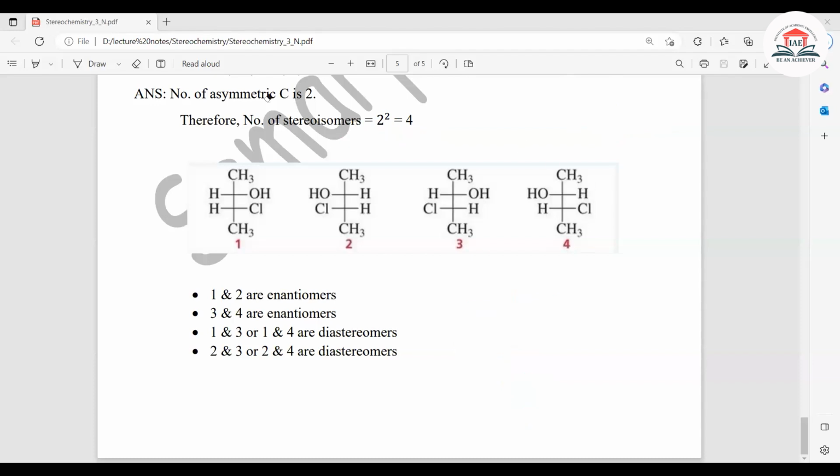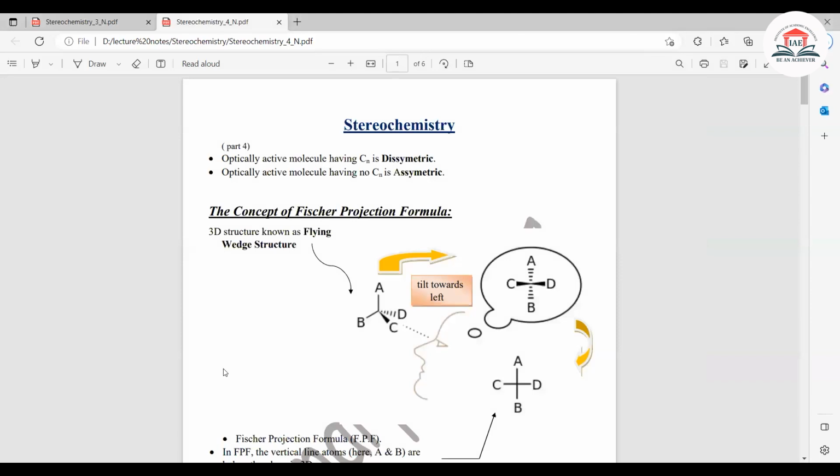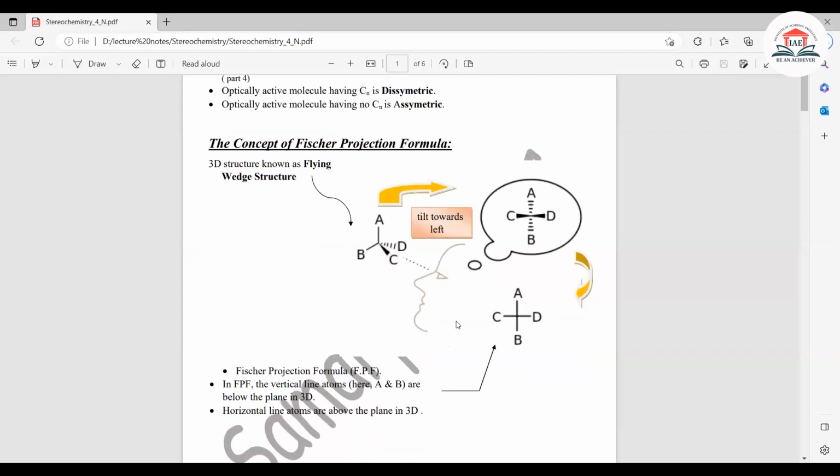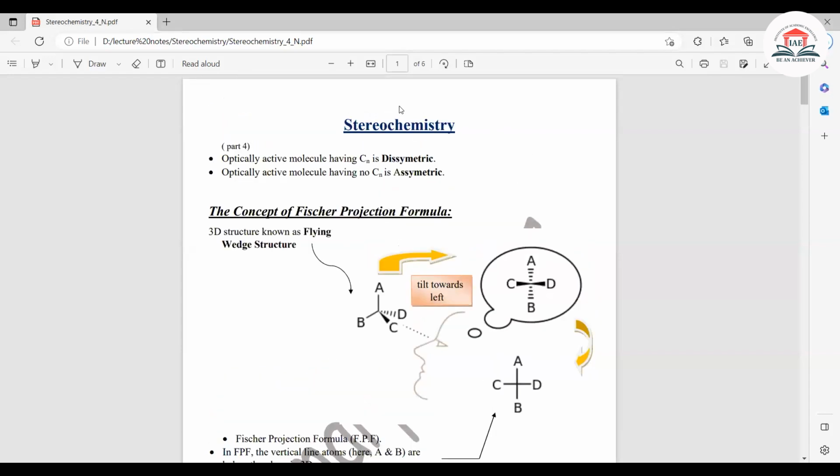So this note is done. I'll go to the next note. Is it visible now? Part 4. Yes, ma'am. Okay, so this is the part I was talking about, the nomenclature.